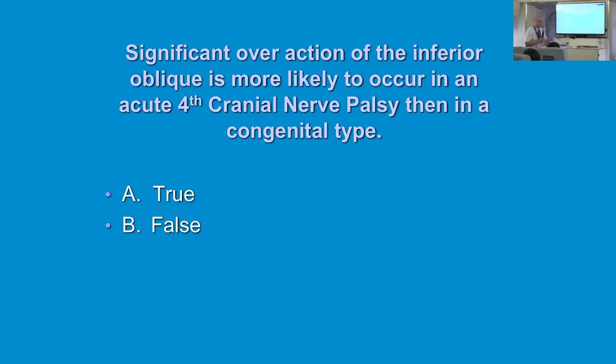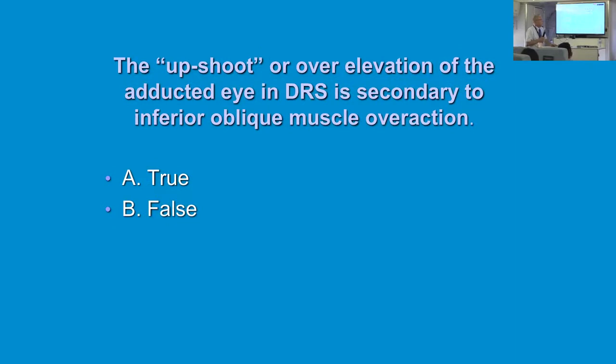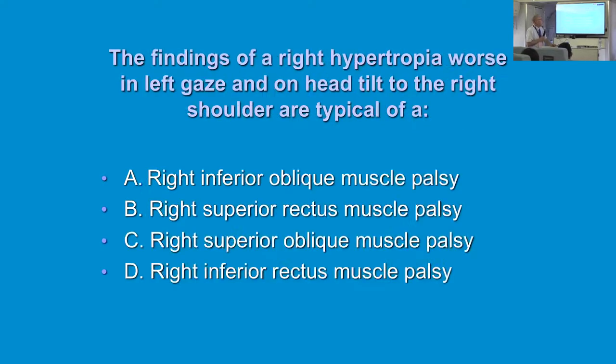Okay. How about this one? The upshoot or over elevation of the adducted eye is secondary to inferior oblique muscle overaction. That's true or false? False. Very good. And so a right hypertropia, worse in left gaze, and a right head tilt. So that's right, left, right, which one is it? Say right superior oblique muscle palsy, right? Good. Okay, very good.